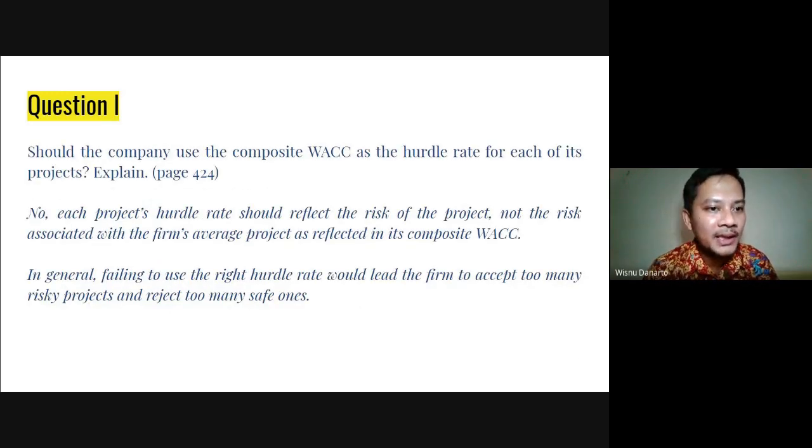So, question L, should the company use the composite weighted average cost of capital as the hurdle rate for each of its projects? We can see on page 424, the answer is no. Each project's hurdle rate should reflect the risk of the project, not the risk associated with the firm's average project as reflected in its composite weighted average cost of capital. In general, failing to use the right hurdle rate would lead the firm to accept too many risky projects and reject too many safe ones.